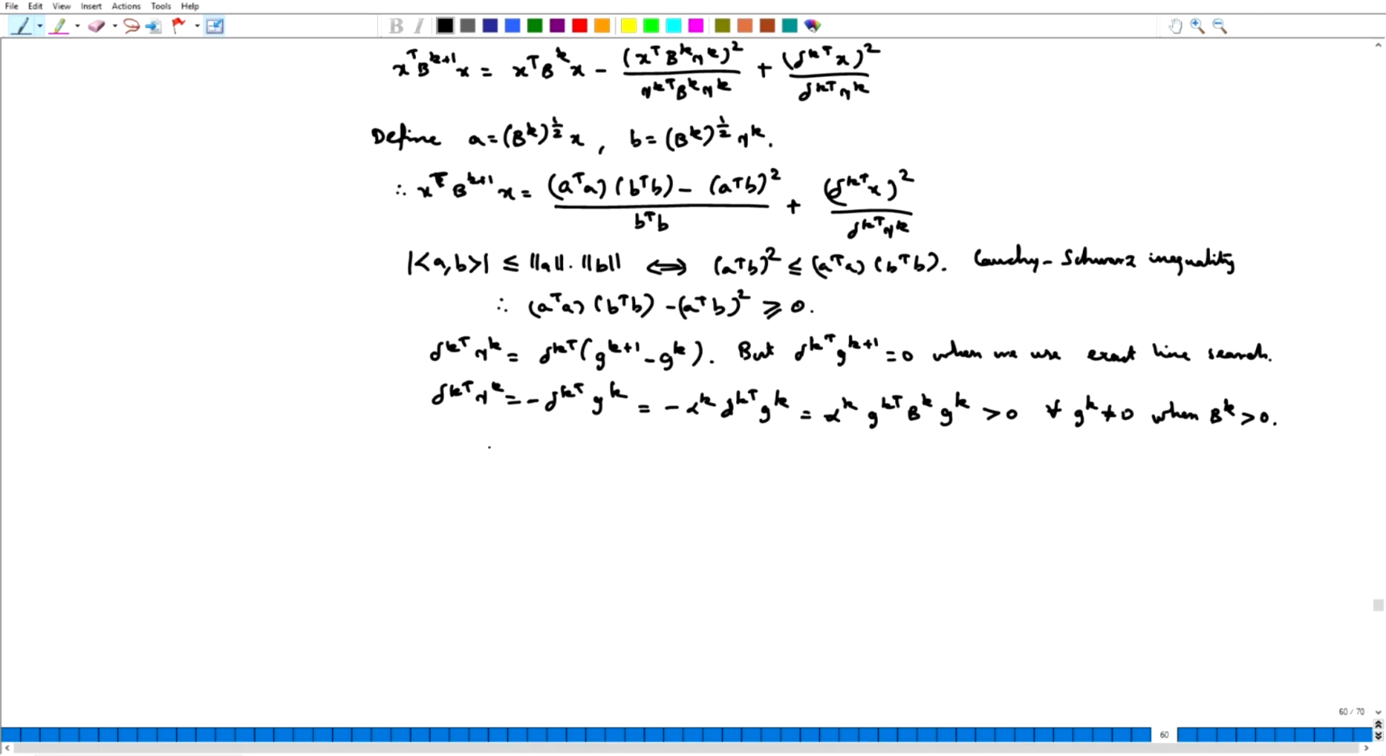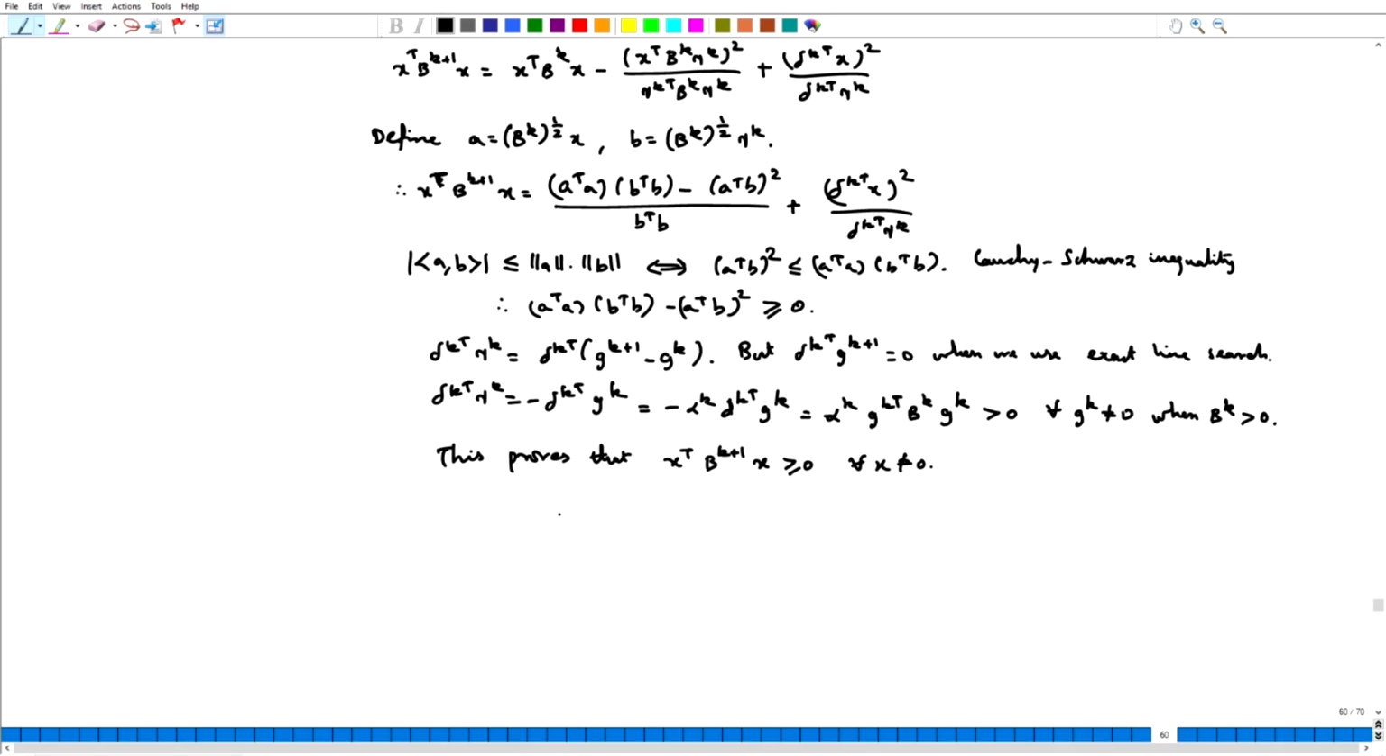So, what have we shown? This proves that x transpose B_{k+1} x is greater than or equal to 0 for all x. For x equal to 0 it is 0, not a problem. But that only means that B_{k+1} is positive semi definite. To prove positive definiteness you have to show that for all non-zero x, x transpose B_{k+1} x should be greater than 0. So, let us see if that is true as well.